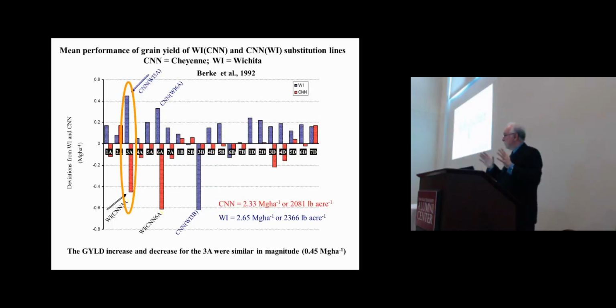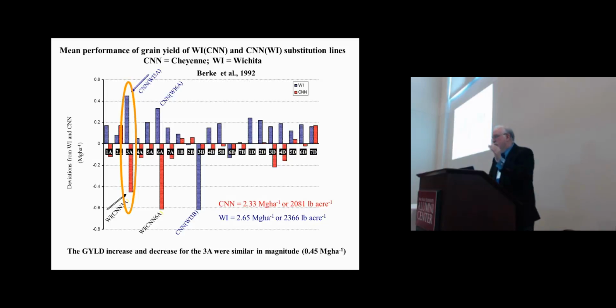We did a lot of work with 3A, and we'll come back to that. So the Wichita chromosome in Cheyenne increases yield by 15%. The Cheyenne chromosome in Wichita decreases it by about 16, 17%. For 6A, putting the Wichita chromosome into Cheyenne gives 12, 13%. The Cheyenne chromosome in Wichita, 18% roughly. For 3B, when you take the Wichita chromosome and put it into Cheyenne, there are massive yield reductions, but no effect when you flip it. How did that occur?